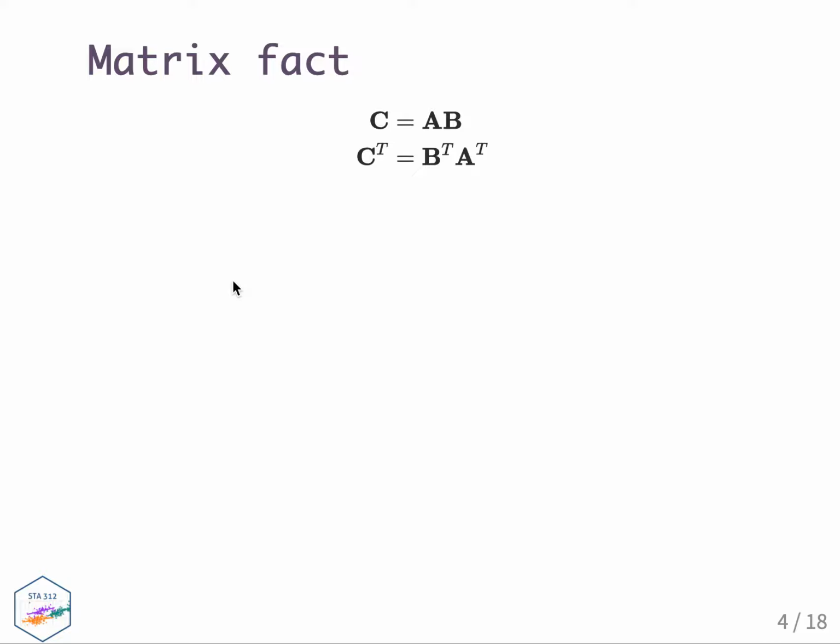If you have some matrix C that is equal to matrix A times matrix B, and you take the transpose of C, it swaps the order when you pull that transpose through. So C transpose is going to be equal to B transpose times A transpose. So if I was starting with A times B, I end up with B transpose times A transpose when I take the transpose of that matrix.